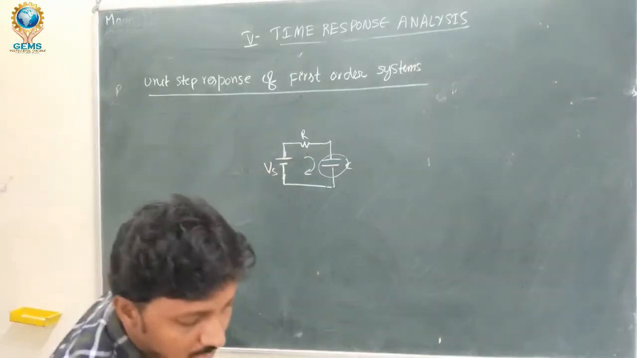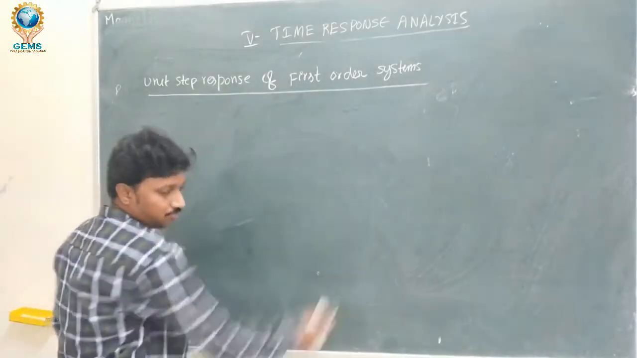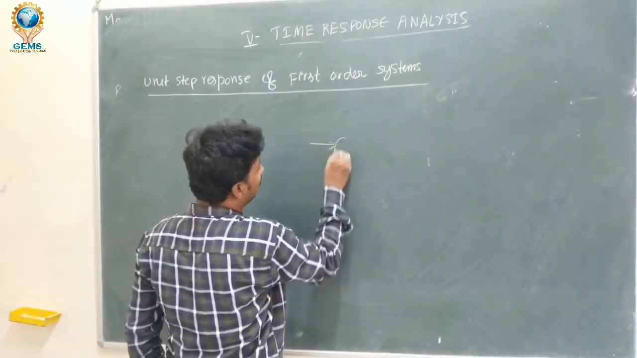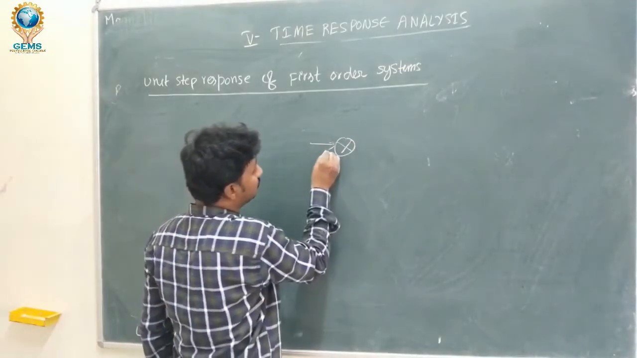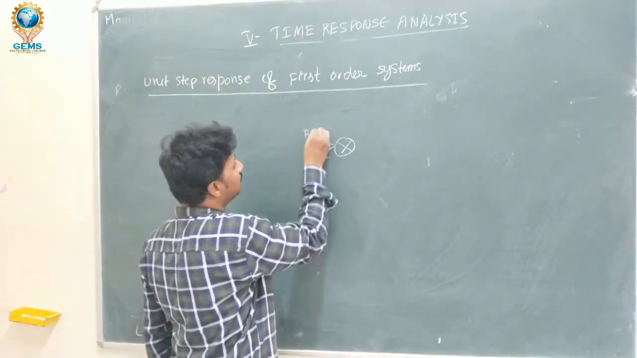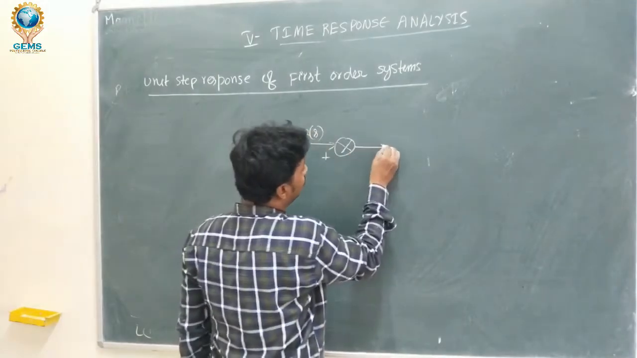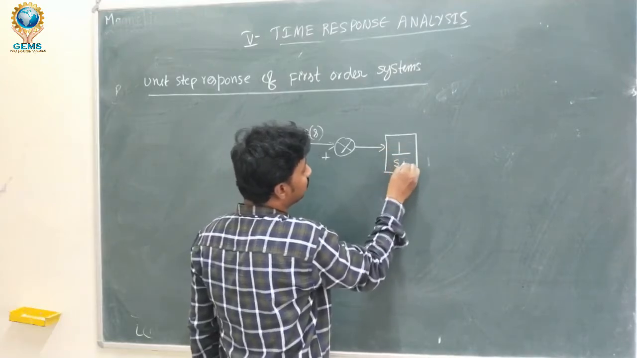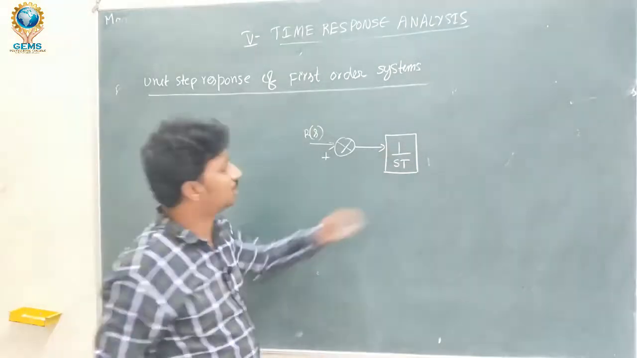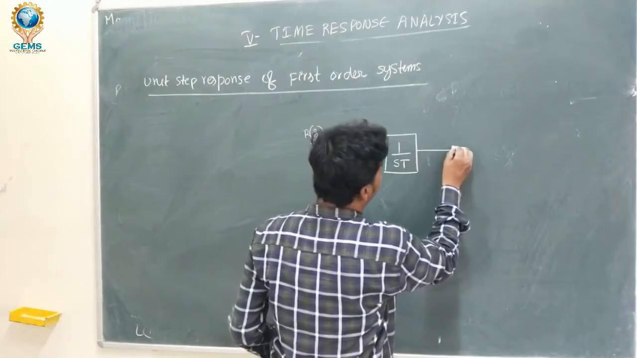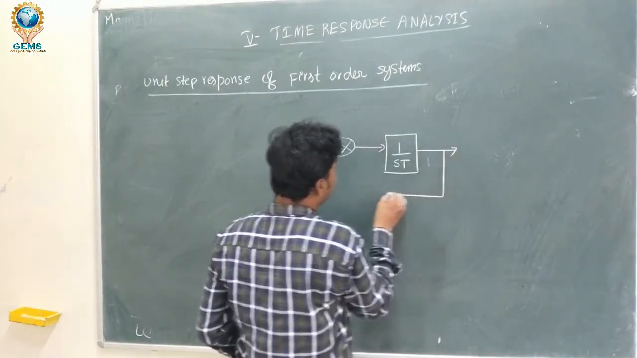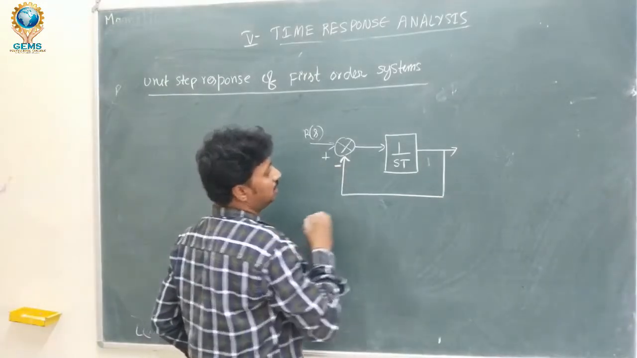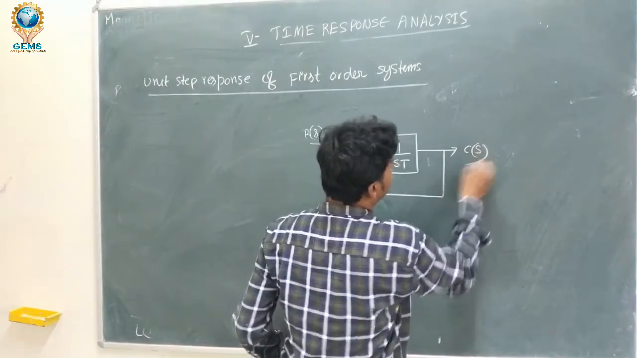So basically, the transfer function of the first order system would be like this. We are giving the input signal R of s to this system, where the system is 1 by ST, and this will be the output. From the output I am taking a unity feedback, that is a minus. So this is C of s.